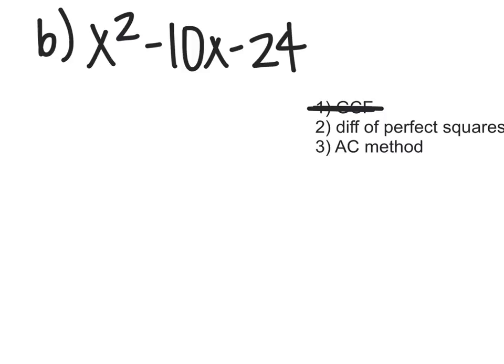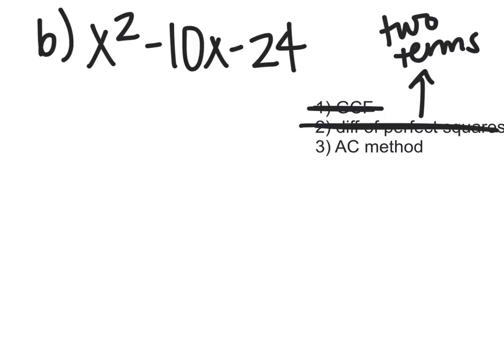Now, something I want you to remember is the difference of perfect squares always has two terms, and that's it. So if you go back and look at problems like 1 or 3 or 4, they only had two terms, and this one doesn't. It has 3, so it cannot be a difference of perfect squares. So my last thing I try is the AC method.